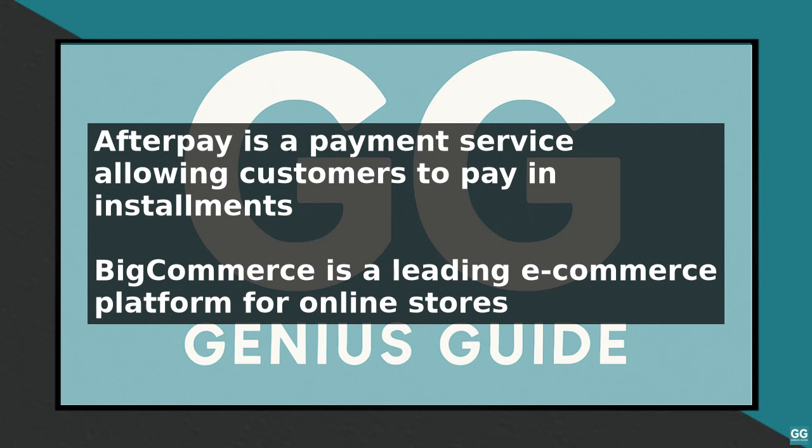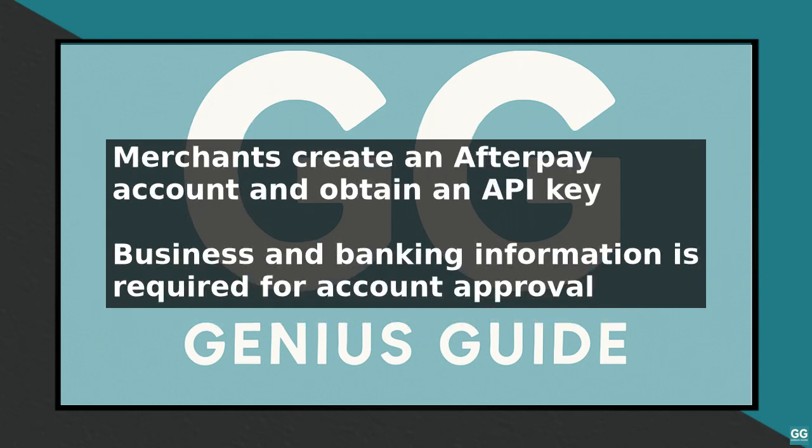Step 1. Setting up Afterpay account. To integrate Afterpay with BigCommerce, merchants need to create an Afterpay account and obtain an API key. This involves signing up for an Afterpay merchant account, providing business and banking information, and agreeing to the terms and conditions. Once the account is approved, merchants can access their API key, which is required for the integration process.